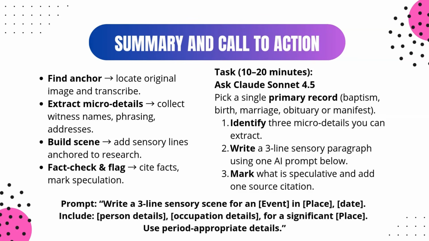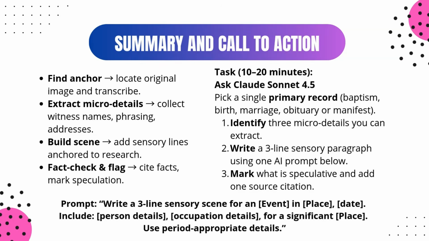So here's a task for you, probably take 10 to 20 minutes. And I'm suggesting Claude Sonnet 4.5 for this. And I'm going to show you an example of mine at the end of this presentation. So pick a single primary record, a baptism, birth, marriage, obituary, or manifest. Identify 3 micro details that you can extract. Write a 3-line sensory paragraph using one AI prompt, and you'll see an example below. And mark what's speculative and add 1 source citation.